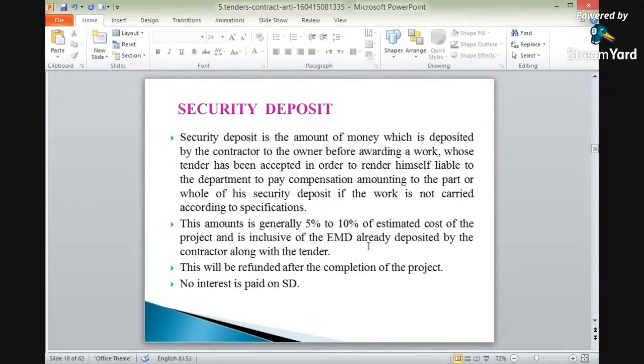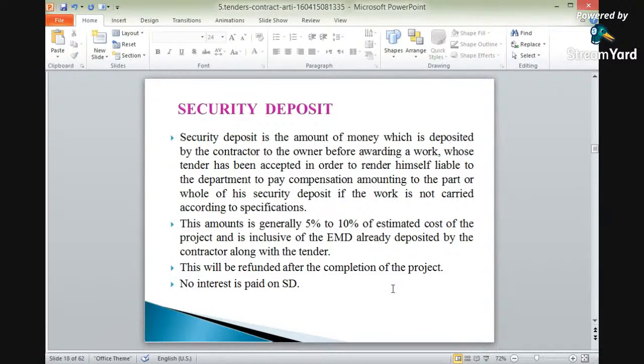It is inclusive of the EMD already deposited by the contractors. Beyond this, there is a security deposit of 5 to 10%. Again, this will be refundable after the completion of the work, if all the work has been carried out in a proper way, with all specifications and everything in proper flow. At that time the security deposit will be refunded.